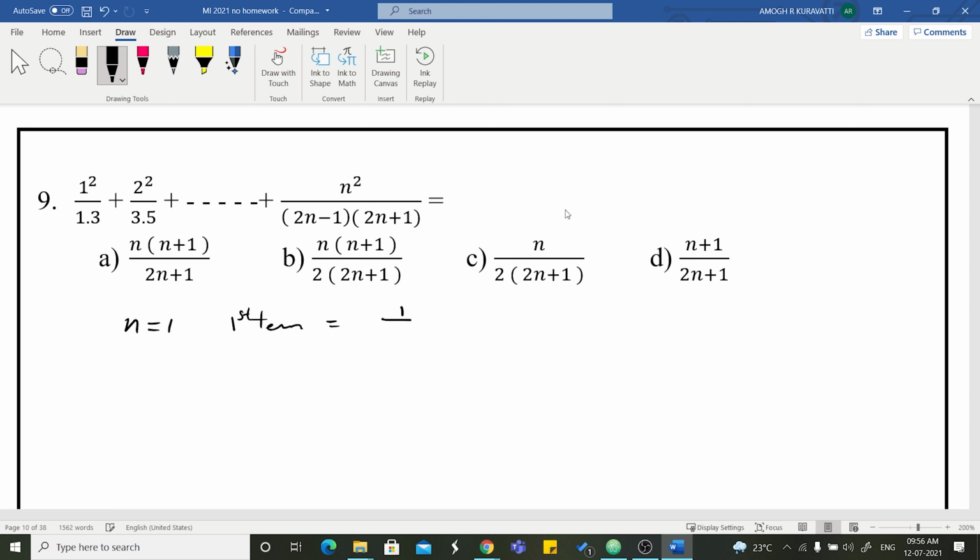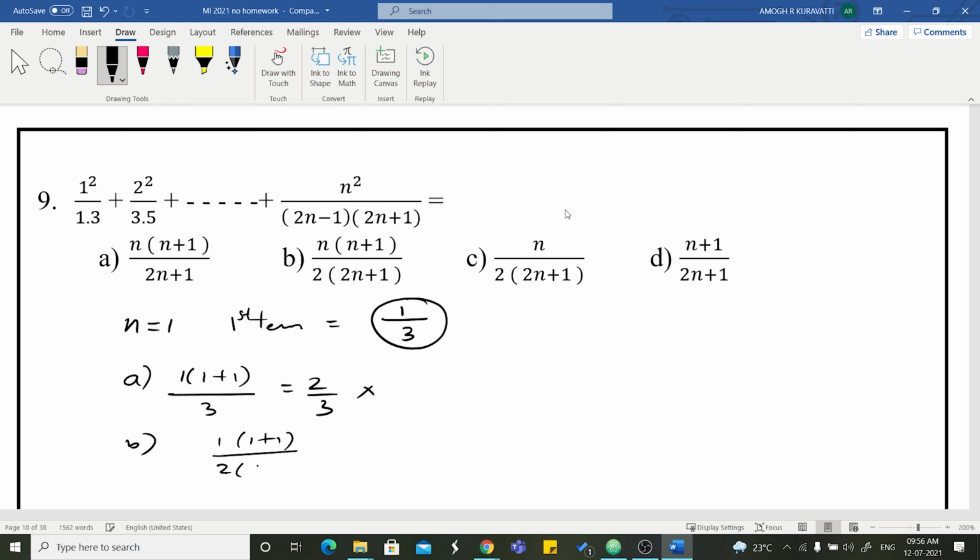Put n is 1. 1 square is 1, 1 into 3, that is 3. So 1 by 3. Check in which option 1 by 3 comes. Option A, put n is 1, 1 into 1 plus 1 by 2, n value 1, 2 plus 1 is 3, that is 2 by 3. Wrong. 1 by 3 did not come. Look at option B, put n is 1, 1 of 1 plus 1 by 2 of 2 plus 1 is 3, 1 plus 1 is 2, 2 2 cancel, that is 1 by 3. Option B gives 1 by 3.